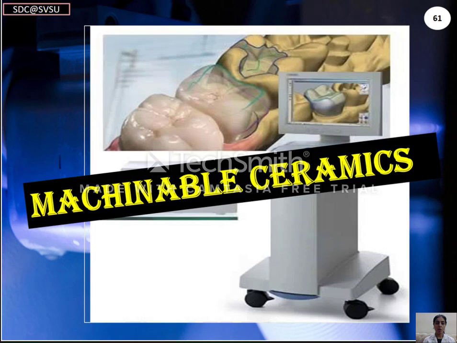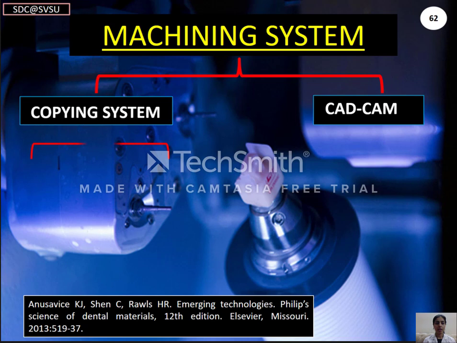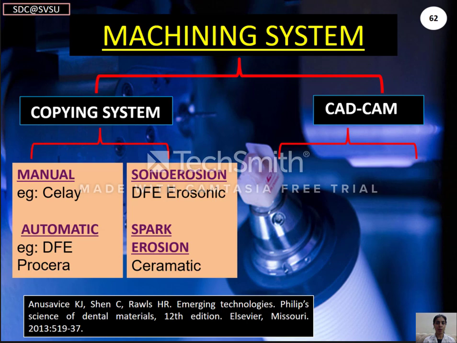Coming on to machinable ceramics, the tremendous advances in computers and robotics could also be applied to dentistry to provide both precision and reduce time consumption. Machining systems. The machining system is of two types, copy milling and CAD-CAM. In copy milling, we have manual, automatic, sonoerosion and spark erosion. In CAD-CAM, we have direct and indirect.